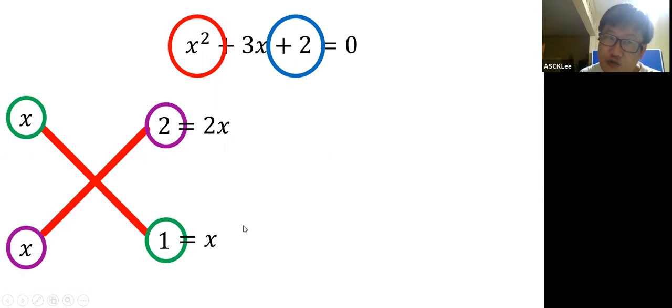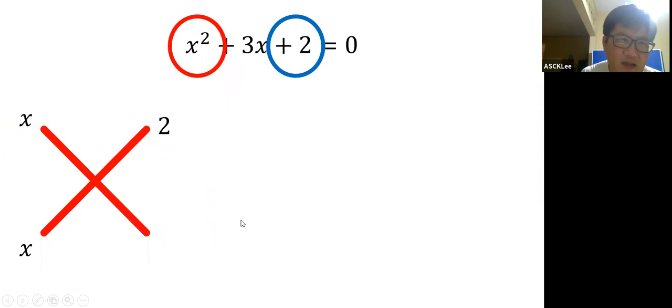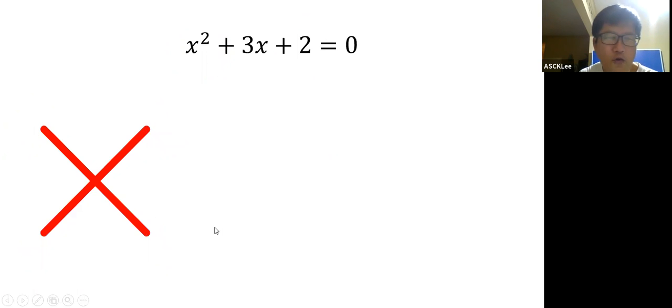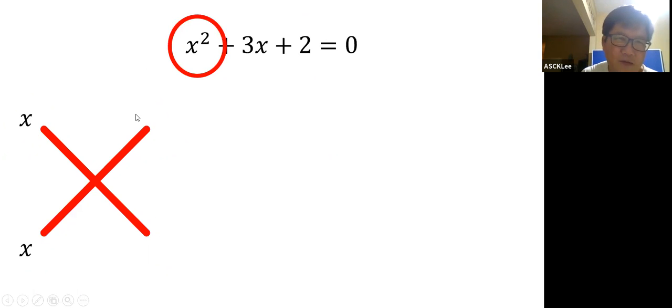Let me repeat this because it's tricky. When you are faced with this question, solve x squared plus 3x plus 2 equals 0 by factoring, what you do is concentrate on x squared and ask yourself, how do you get x squared? Your answer is x times x. That's simple. Next, how do you get 2? That's 2 times 1 or 1 times 2. Either way, it's okay. No problems.